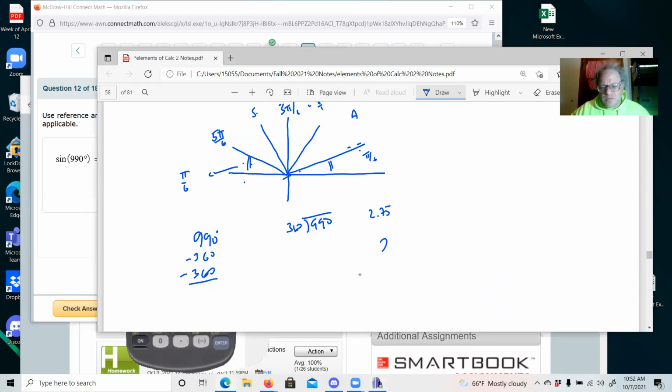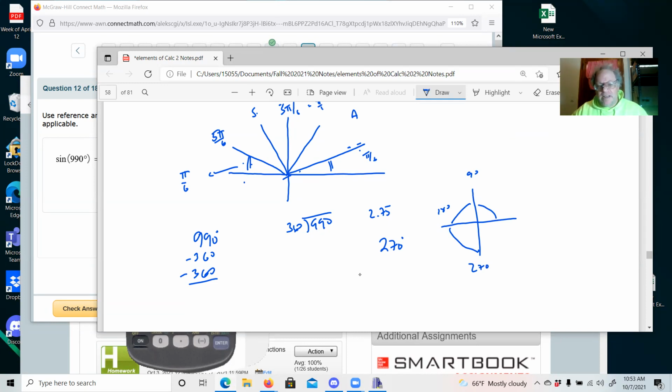So we end up with 270 degrees. Okay, where's 270 degrees? Well, there's 90. There's 180. There's 270. Okay, so that's 3 times 90, 270 degrees.